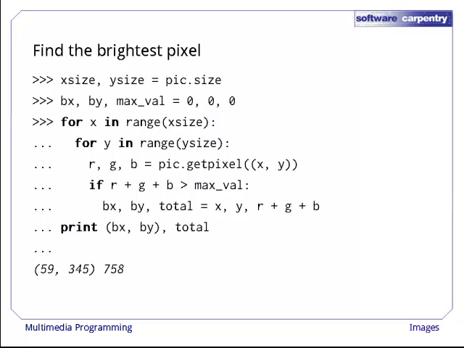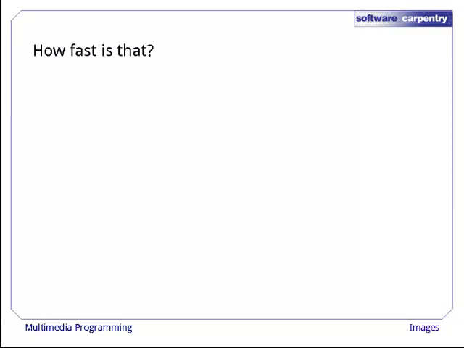This simple piece of code tells us that the brightest pixel is at 59,345 and that its total luminance is 758. By comparison, the greatest possible value is 3 times 256, or 768, so our brightest pixel is actually pretty bright.